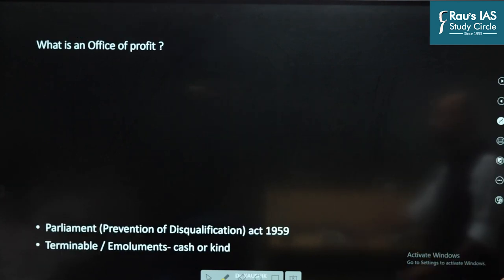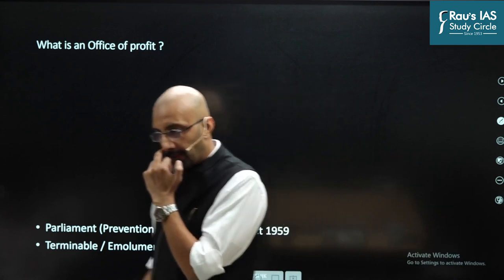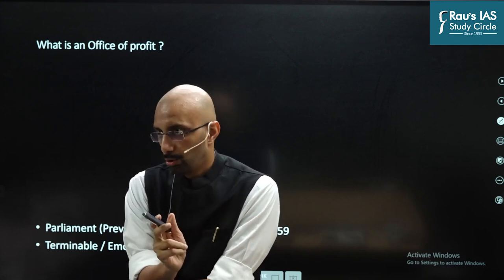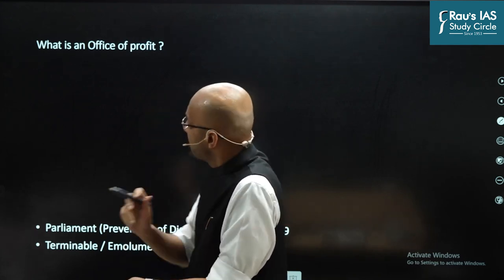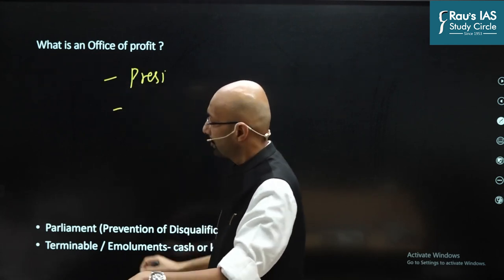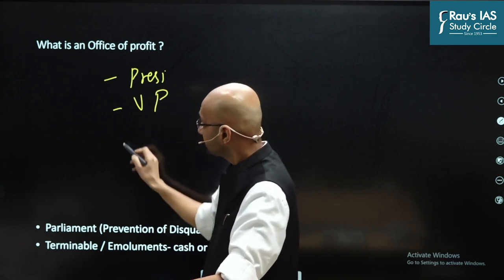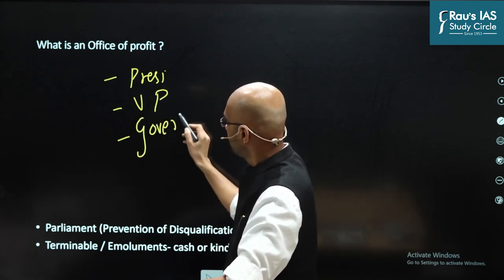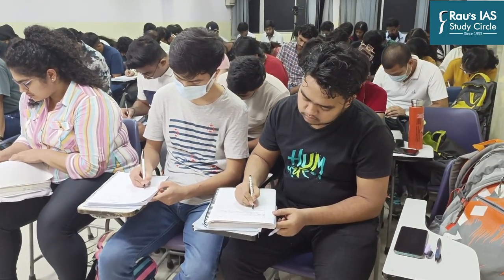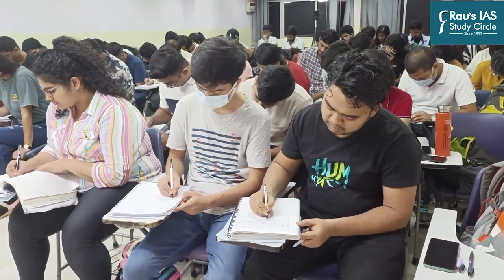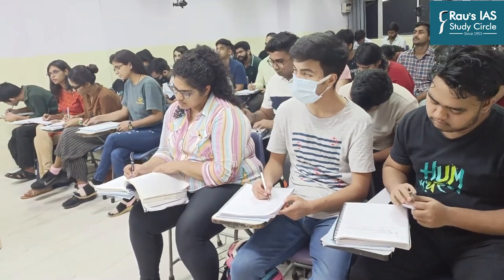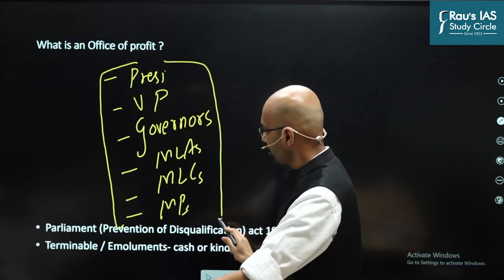So let us try to understand what is an office of profit. In our constitution, there are certain functionaries who are not allowed to hold any office of profit. And who are these functionaries under the constitution? First is the president, then we have the vice president, then governors of states, then MLAs and also MLCs, and finally the members of parliament, MPs. So these functionaries, as per the constitution, are not allowed to hold any office of profit.